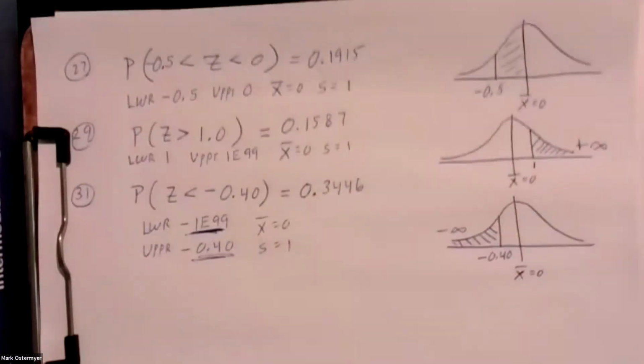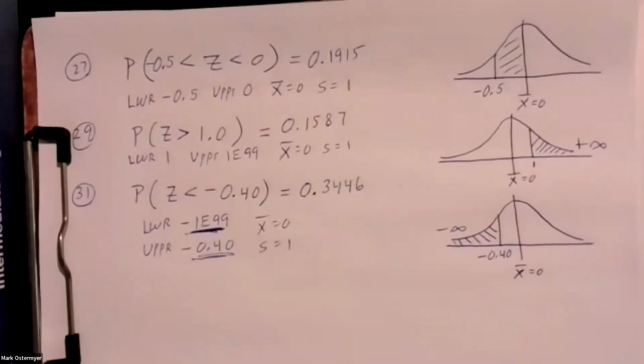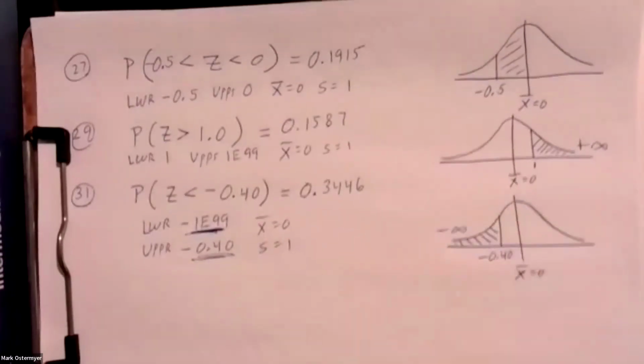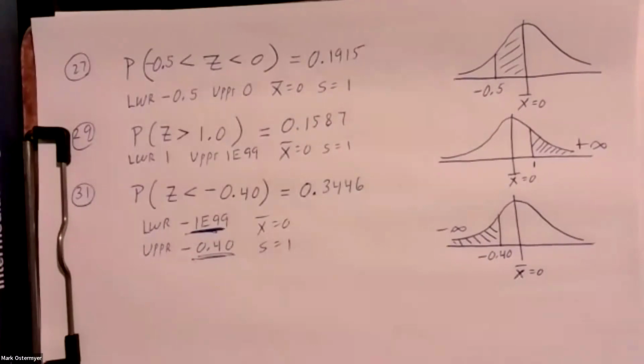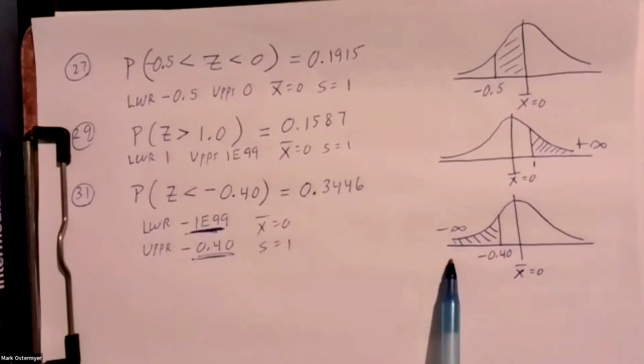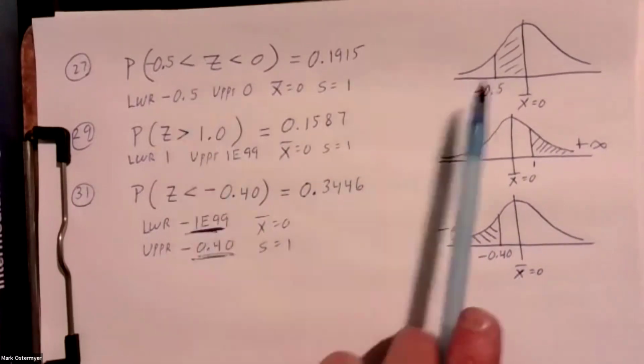Hopefully you're getting those probabilities and you know how to use that calculator. On 29, when you did to the right of 1.0, you use that as the lower, and what was the upper value? Positive infinity, because that shaded region goes to the right forever. If you go to the right forever, you're always going to positive infinity. If you go to the left forever, you're always going to negative infinity. And this one is just between 0 and negative 0.5.